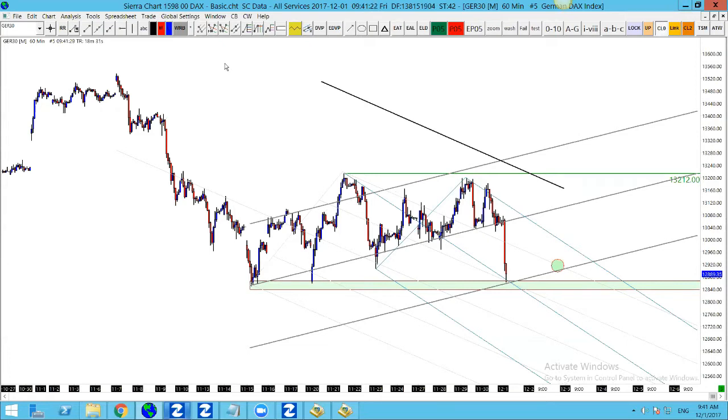All right, so the chart in front of us here is a 60-minute DAX chart, and we looked at a couple of lines. It's pretty messy. I'll talk you through my thought process on that in just a second.